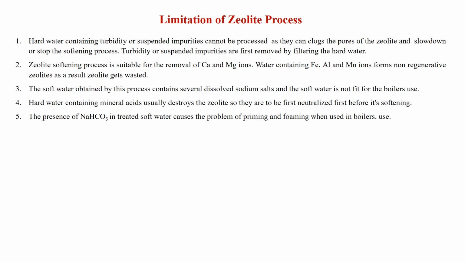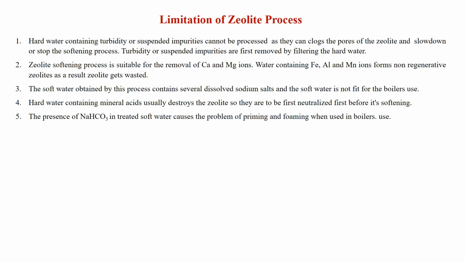The zeolite softening process is suitable for the removal of calcium and magnesium ions, as if water is having iron, aluminium and other higher valent ions, they form non-regenerative zeolites. As a result, the zeolite gets wasted. The soft water obtained by this process contains several dissolved sodium salts, and the soft water is not fit for the boiler's use.